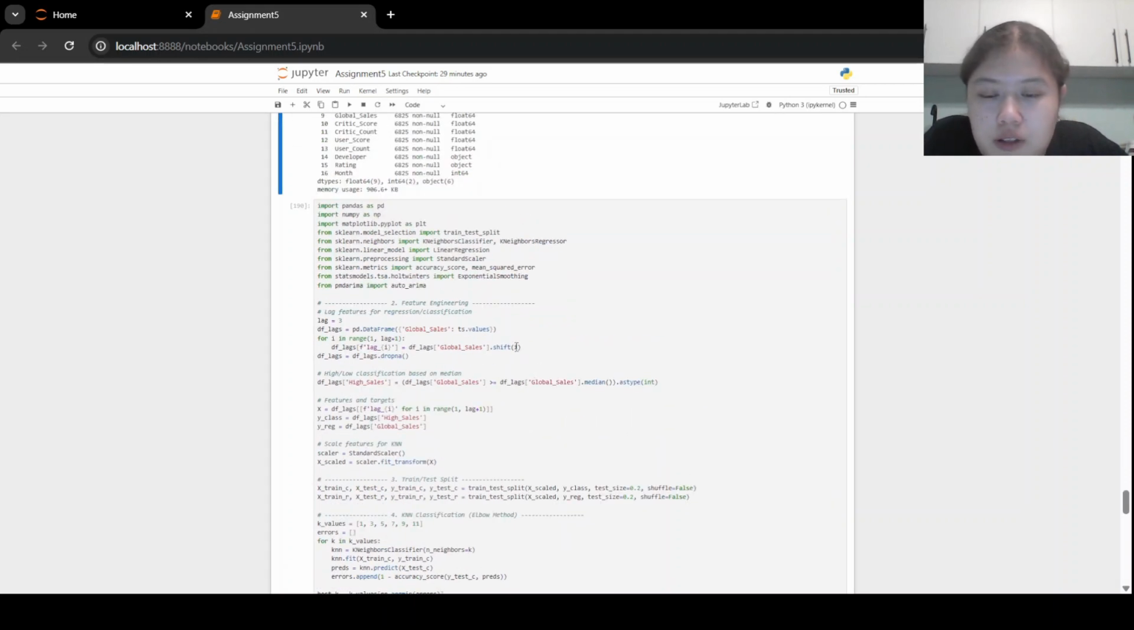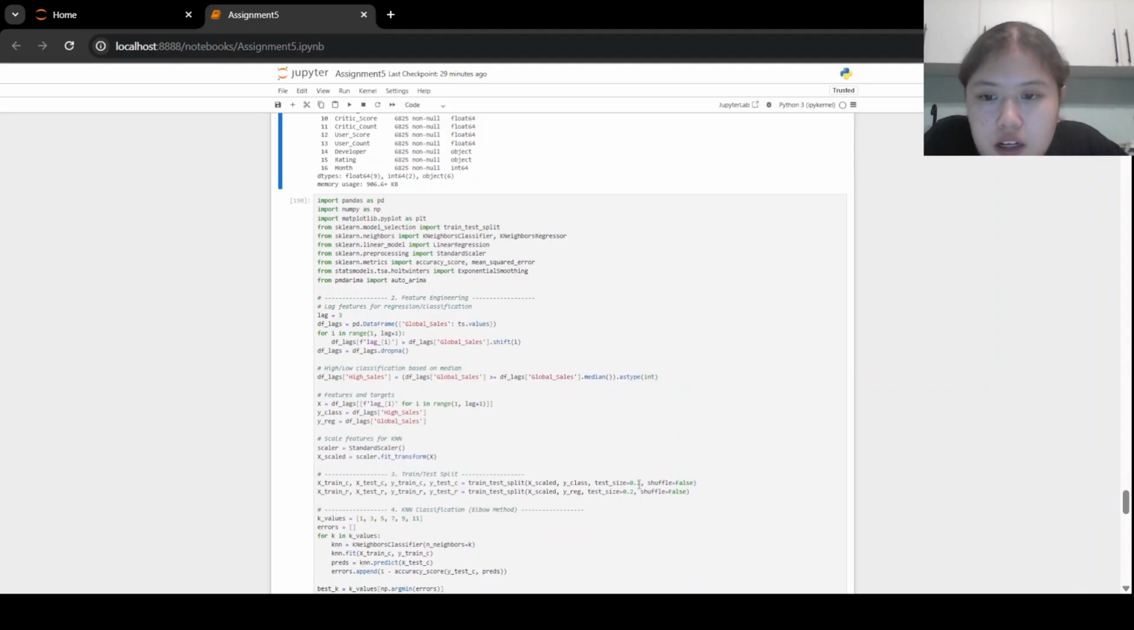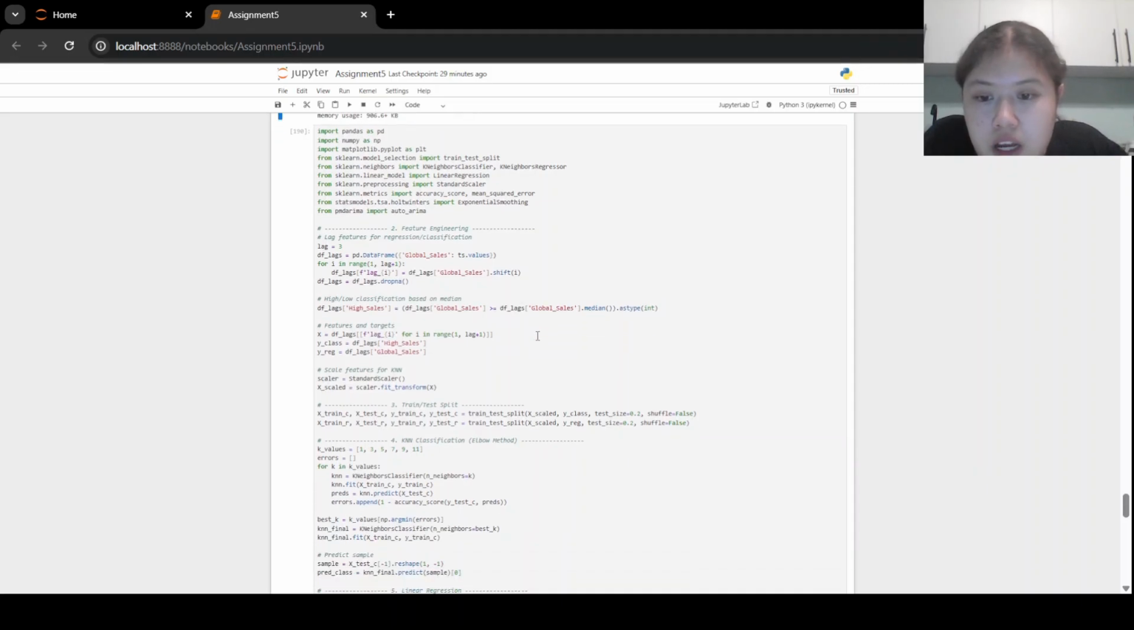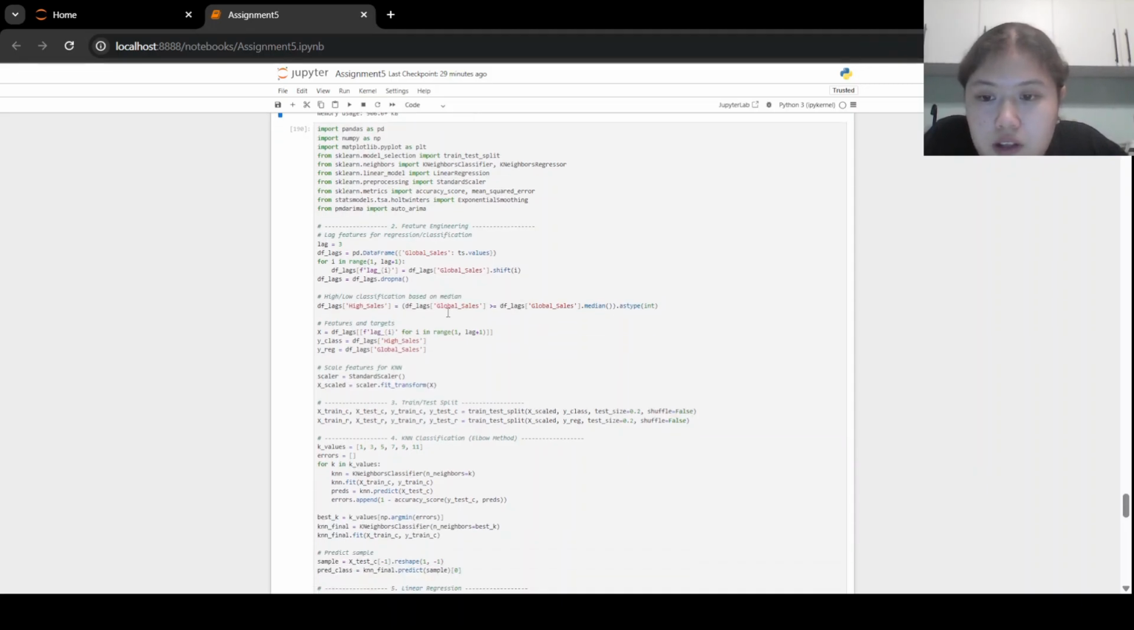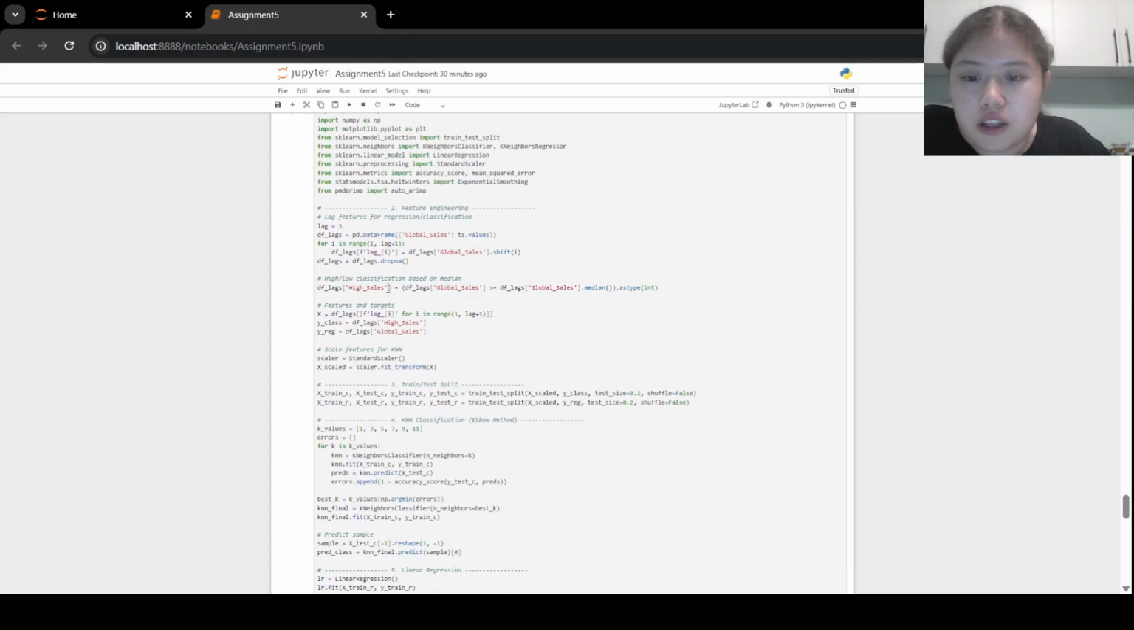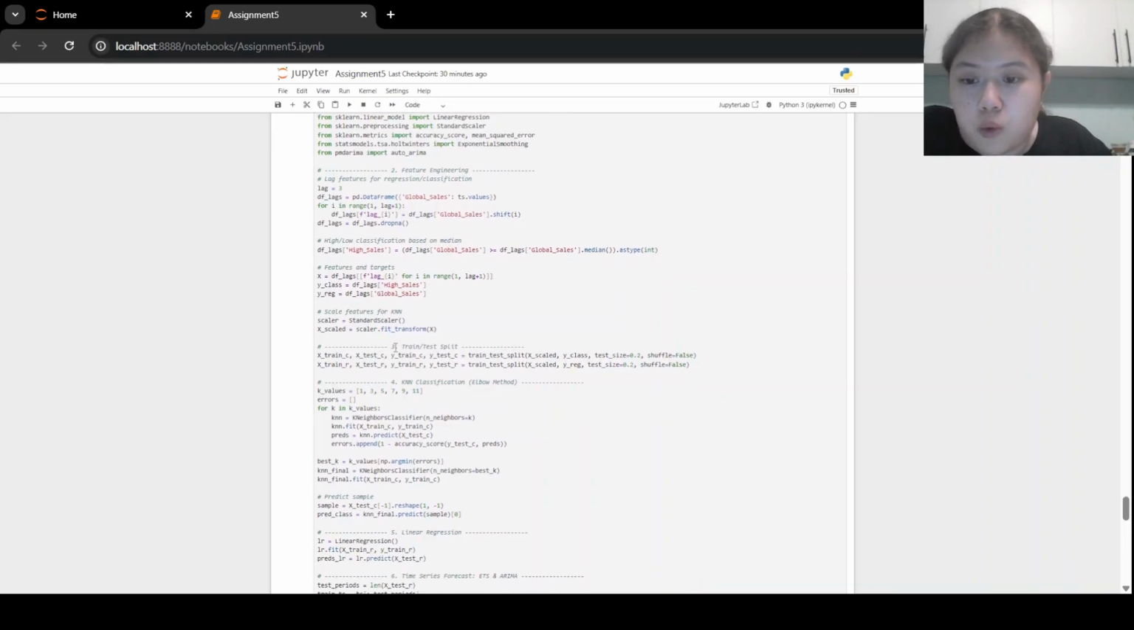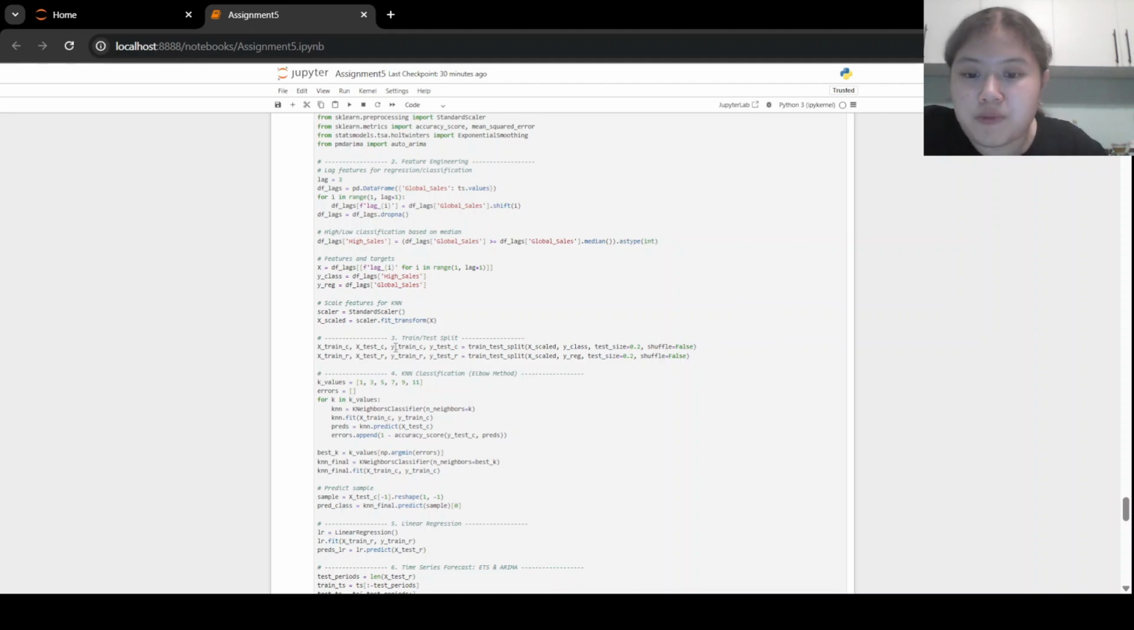And also for the next model, we are using KNN and linear regression. So basically we are first of all writing lag features for regression and classification, and if it's bigger than the median, then it would be high sales, and basically we are training with the standard conventions, 20% of the data is going to the test and 80% of the data is going to the training.